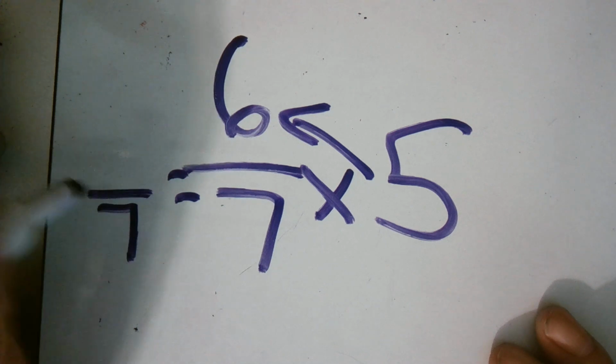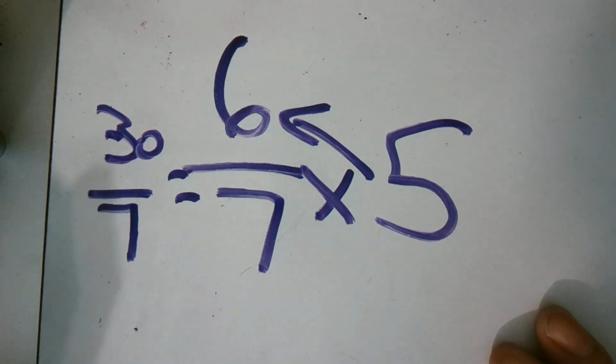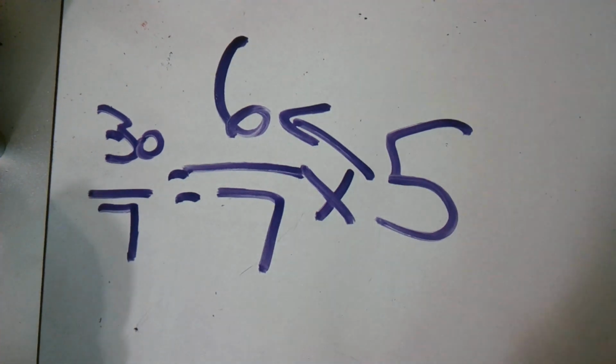So 7 would stay the same, and I get 30, and then the division. So it doesn't matter which way it is. Multiplication is commutative. Okay. Doesn't matter which way it goes.